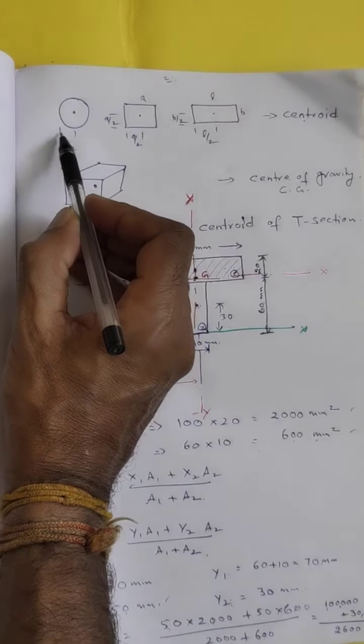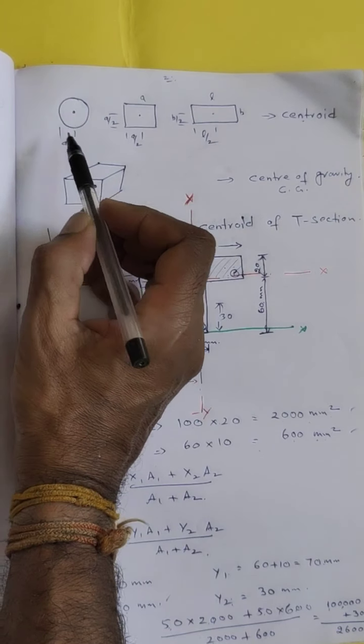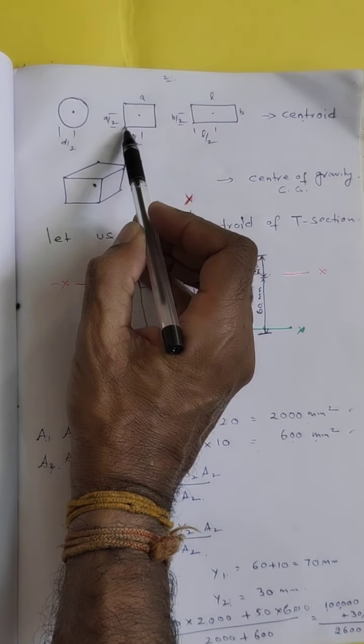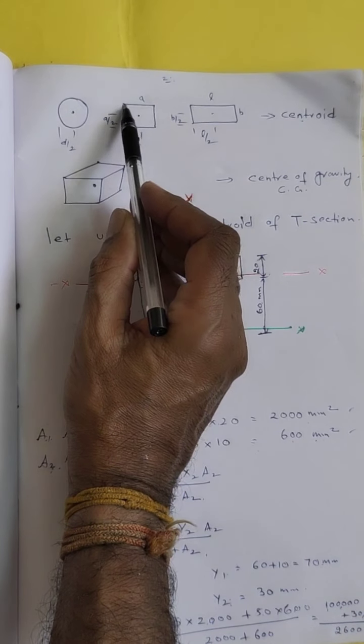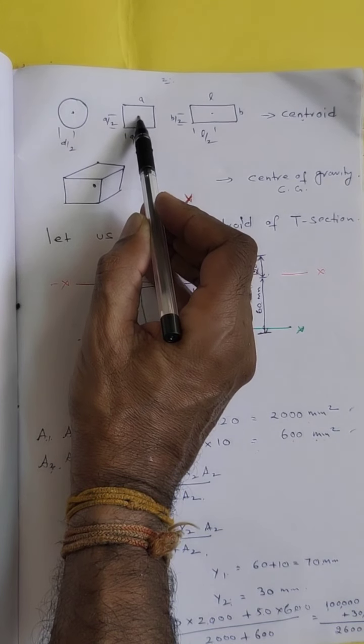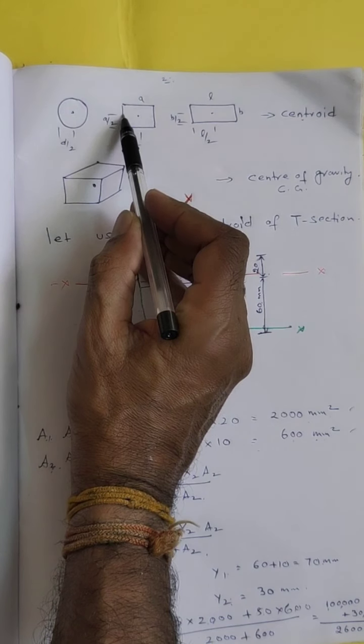So for a circle it will be d by 2 from one end. For a square of side a, it is a by 2. Okay, this total distance is a, means this is a by 2. Here also, from here it will be a by 2.